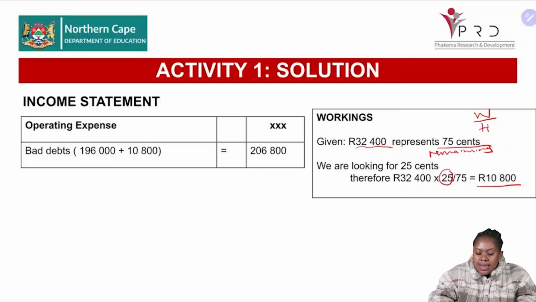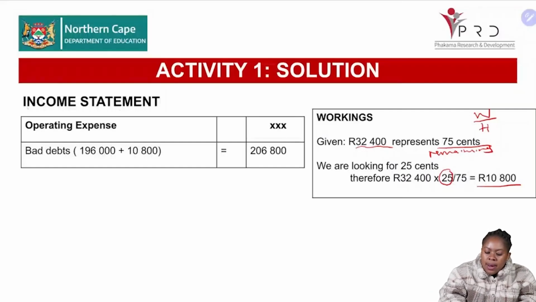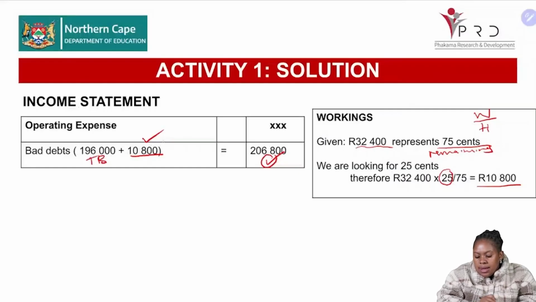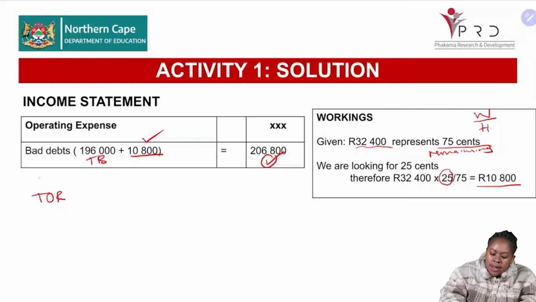What are we doing with this 10,800? We are saying that in our income statement, we will add the 10,800, no problem. And then we add the trial balance amount with the 10,800 and it will give us our 206,800. So if we had to do it in the statement of financial position, we would go to trade and other receivables. Now this is under current assets, right? Current assets, trade and other receivables.